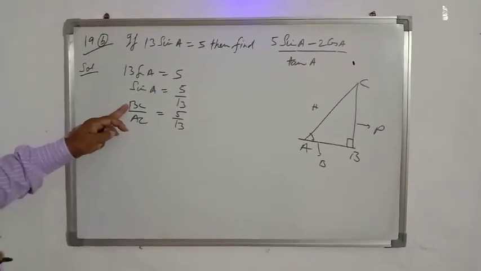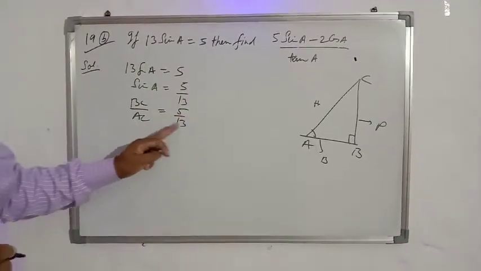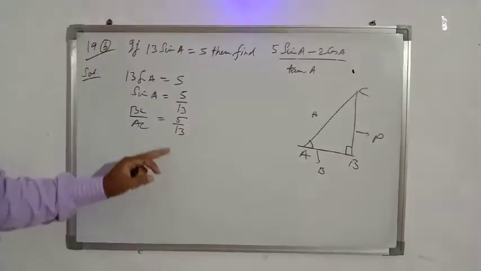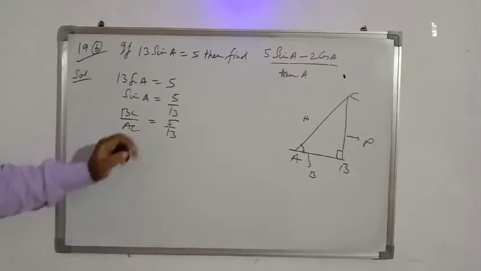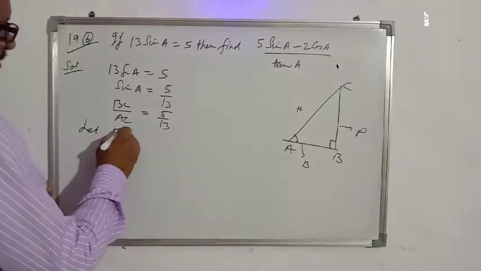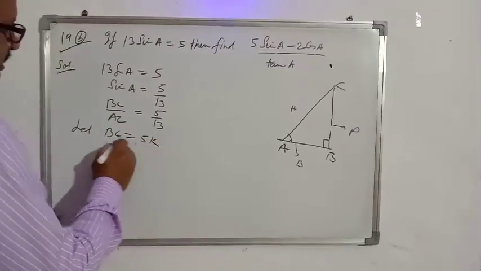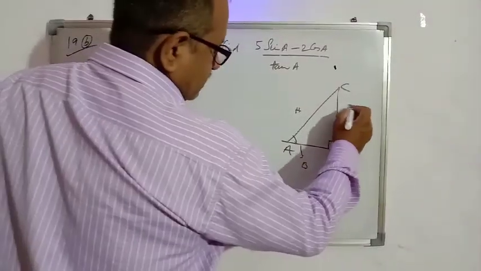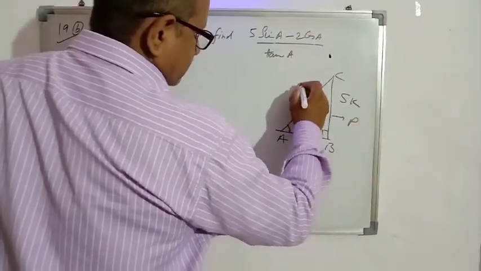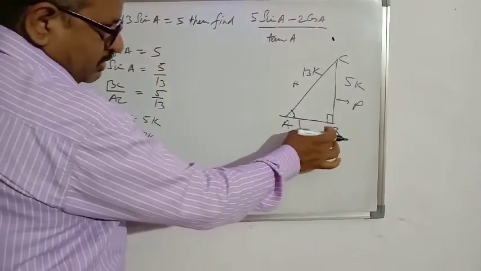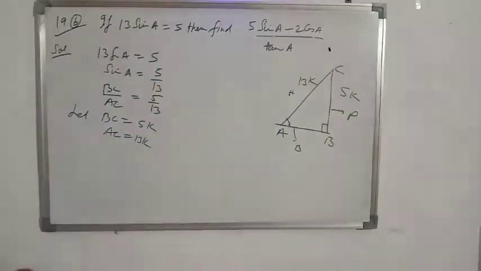So we will suppose let BC is equal to 5k, AC is equal to 13k. We will not take BC is equal to 5 and AC is equal to 13, it is the ratio of BC and AC, 5:13. Let BC is equal to 5k, AC is equal to 13k. So this is 5k and AC is 13k. Again by using Pythagoras theorem we will find the base AB.